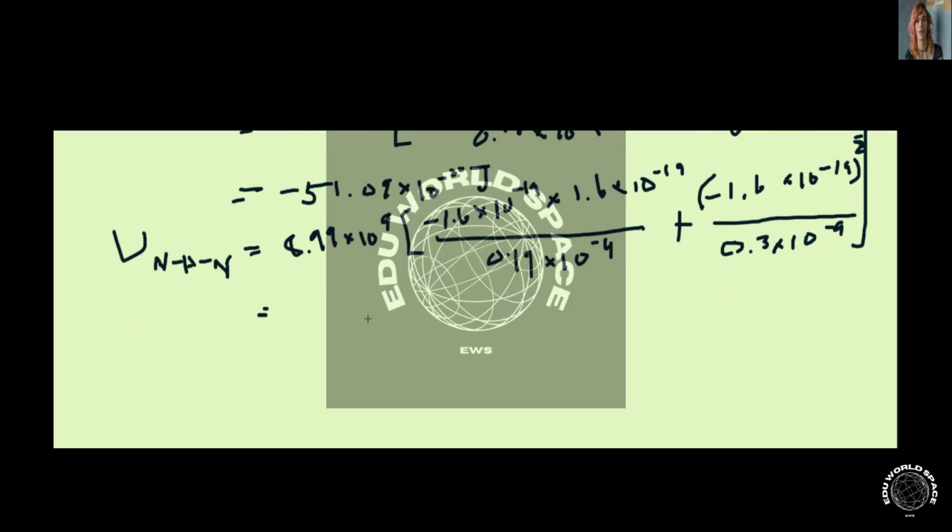So now if you plug all these values straight into our calculator, we're just going to get that this potential is equal to negative 44.4 times 10 to the negative 20 joules.